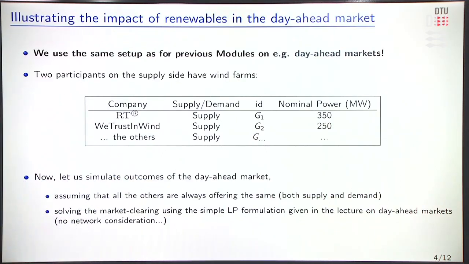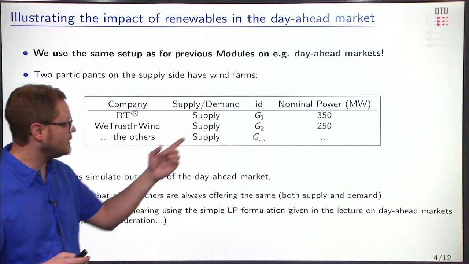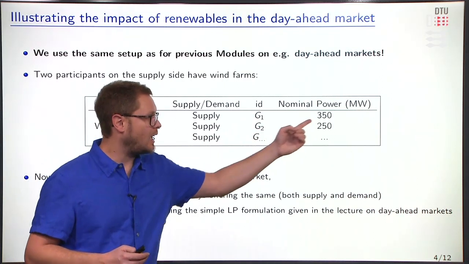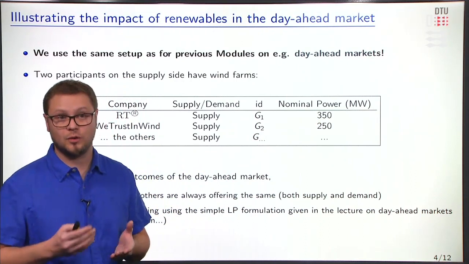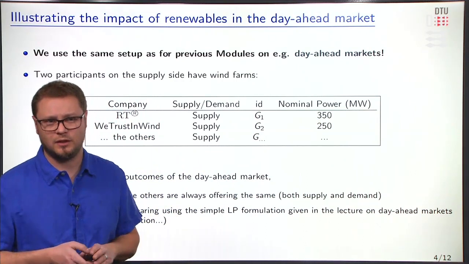Now let's illustrate this impact of renewables by going back to our base case that we studied already in the different modules before with the day-ahead market. In this day-ahead market setup, two participants on the supply side have wind farms. These were Rogue Trading and We Trust in Wind. They were denoted G1 and G2 and had nominal capacity of 350 megawatt and 250 megawatt.